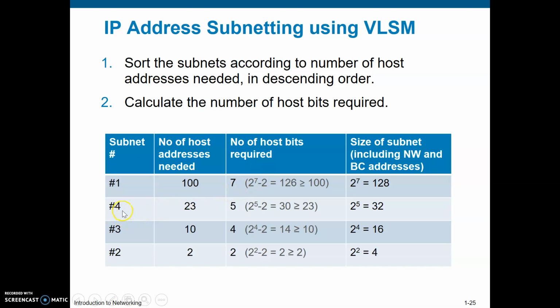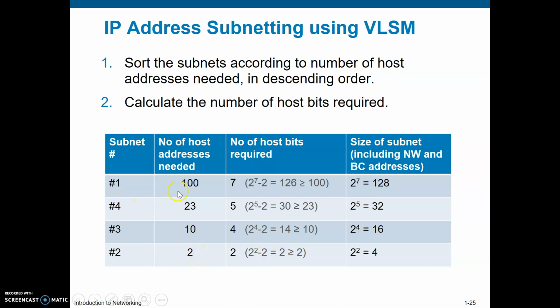Okay, so for subnet 4, we need at least 5 host bits, which gives us 30 IP addresses. Subnet 3, 4 host bits, and subnet 2 will be 2 host bits. Okay, 2 host bits give you 4 IP addresses. You need to minus 2 for your network address and the broadcast address. This gives you 2, which is exactly what you need.